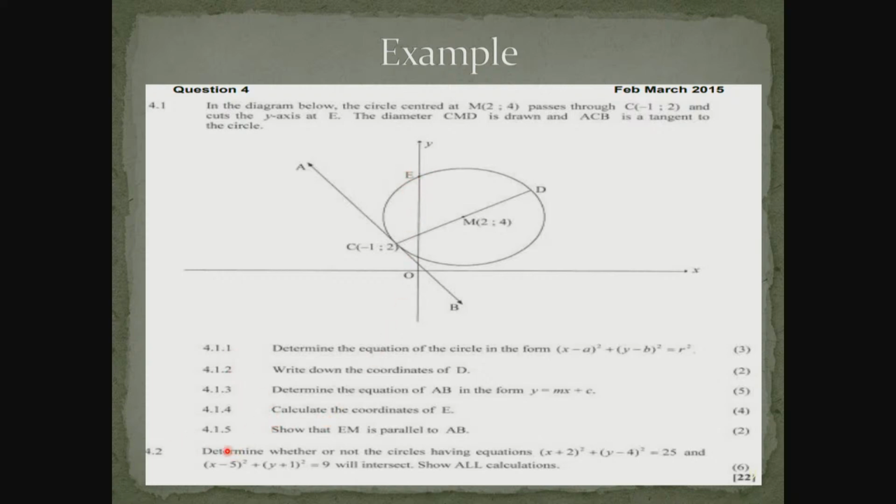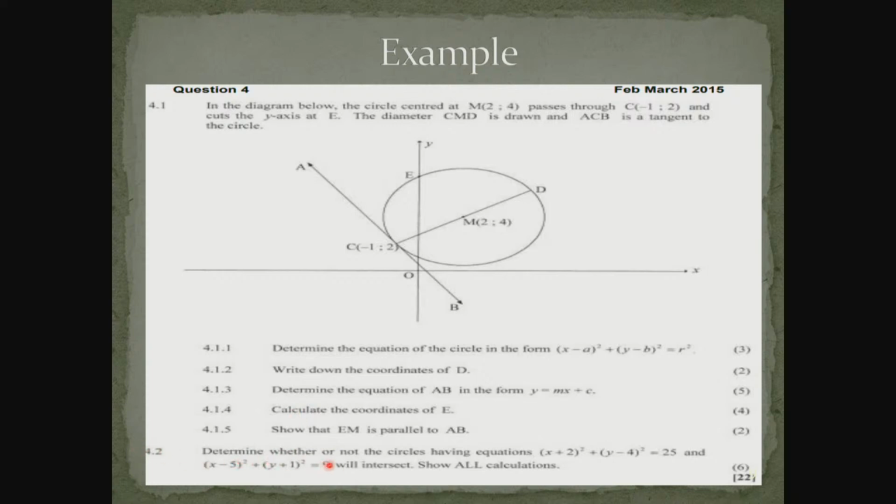Right, now look at 4.1.5. Show that EM is parallel to AB. The question that I always say you need to ask yourself is, when will EM be parallel to AB? Now we are in analytical geometry, so if they've got the same gradient, then the two will be parallel. Please keep that in mind. If the gradient of AB is the same as the gradient of EM, then the two lines will be parallel.